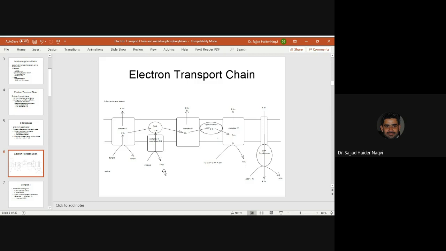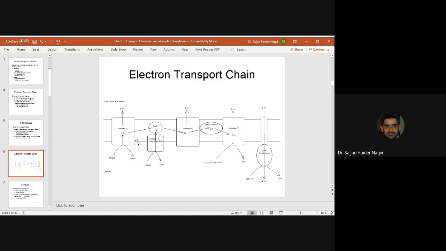So actually what's going on: NADH is losing its electrons to complex 1, complex 1 is giving its electrons to complex 2, complex 2 is giving its electrons to complex 3, and finally complex 3 is giving its electrons to complex 4. That's why we call it a redox reaction, because one is losing electrons and the other one is gaining electrons. So that means one is oxidized and the other one is reduced.